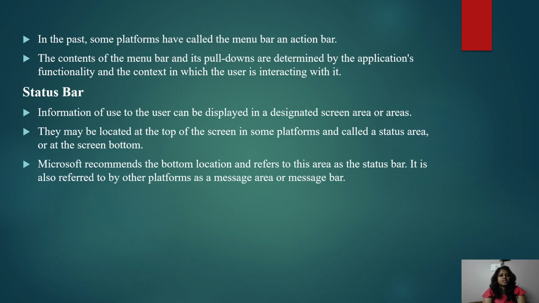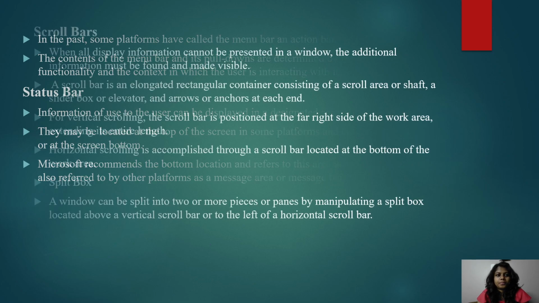Next, we have the status bar. Information of use to the user can be displayed in designated screen areas. They may be located at the top of the screen, in some platforms called a status area, or at the screen bottom. Microsoft recommends the bottom location and refers to this area as a status bar. It is also referred to by other platforms as a message area or a message bar.